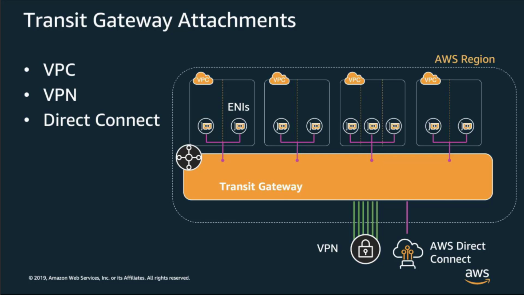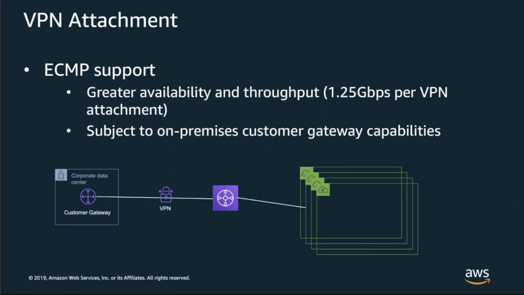If we look at the VPN attachment type, again, we do the ECMP support. That allows us to aggregate that bandwidth and have greater availability and throughput. So if a link were to go down, we'd be able to shift that traffic over to another link. Certainly want to make sure that you're thinking through your data flows. Data flows obviously can't be over that 1.25 gigabits as you scale out and aggregate that traffic. So want to make sure that you're thinking through those data flows and how much throughput you need to your on-prem environment or from your on-prem environment into your VPC.